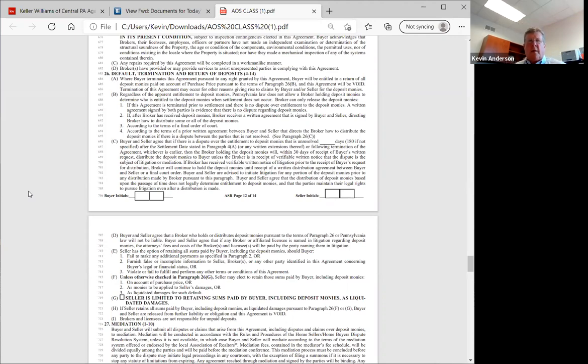So now here's the one that you want to make sure you point out to your buyers. If you're going to highlight one, 26C. When PAR changed their forms, they put a blank in here and they put a timeline on these disputes of escrow money. Buyer and seller agree that if there's a dispute over the entitlement to deposit money that is unresolved, blank days, again, it's pre-printed 180 if not specified. If you represent the buyer, I would put 30 days in there every single contract.